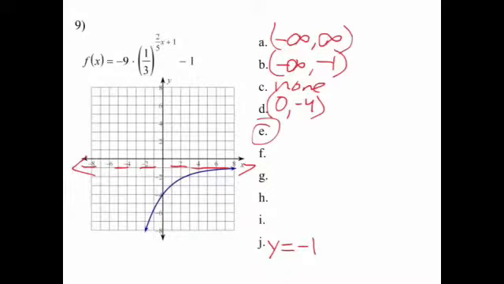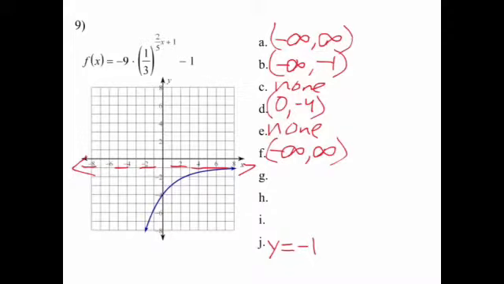And that brings us to the next part. Where is my function positive? Well, if it never gets above -1, it's never positive. But it is going to be negative everywhere, because it never actually gets up even to 0. So from negative infinity to positive infinity.